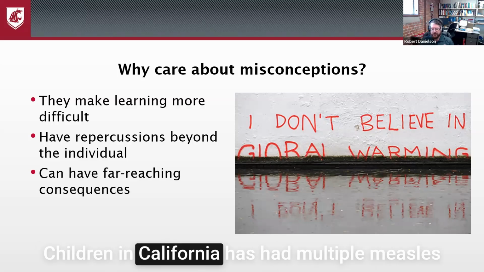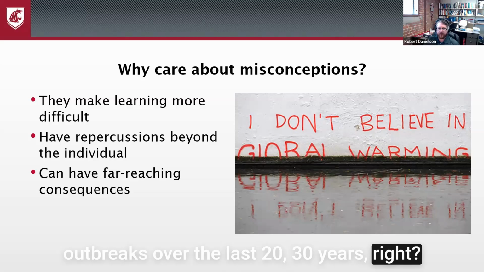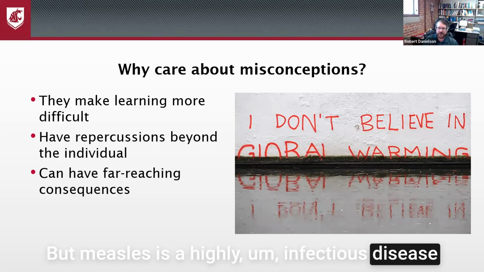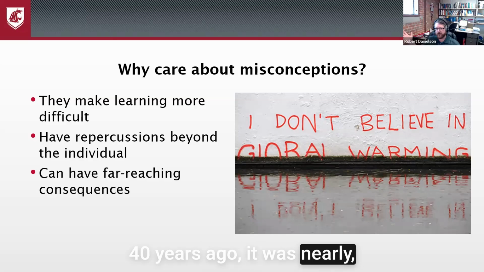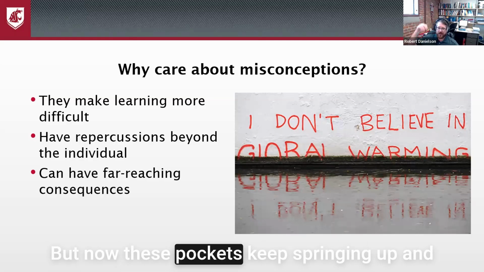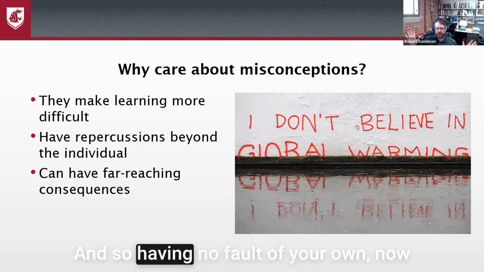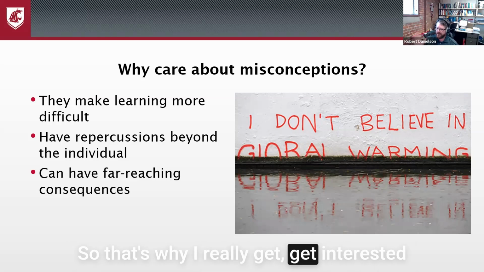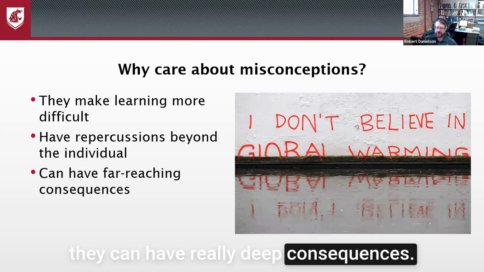failure to vaccinate children in California has had multiple measles outbreaks over the last 20, 30 years, right? Small pockets, but measles is a highly infectious disease that spreads really quickly. And 40 years ago, it was nearly eradicated, but now these pockets keep springing up. And that might have nothing to do with you because maybe you're immunocompromised. And so having no fault of your own, now you're exposed to these types of things. So that's why I really get interested around these misconceptions because they can have really deep consequences.